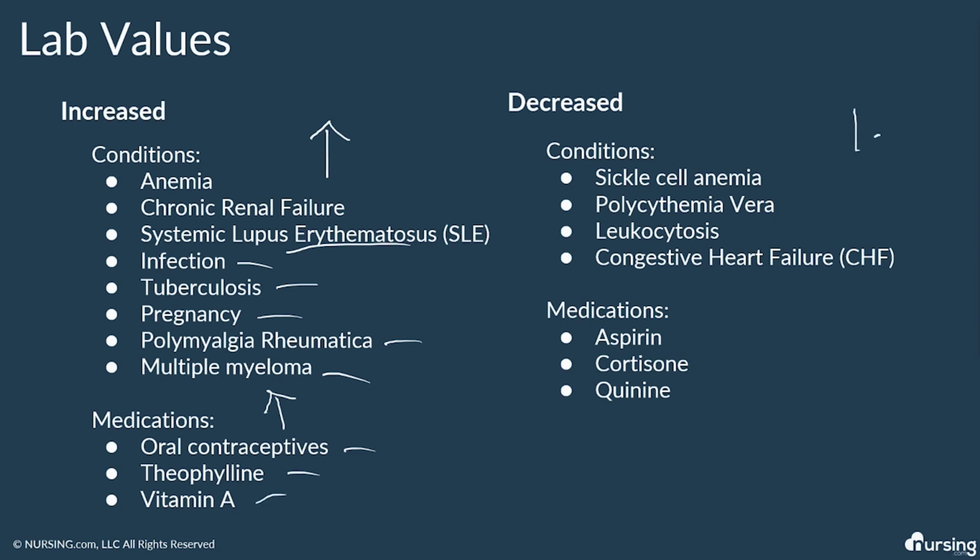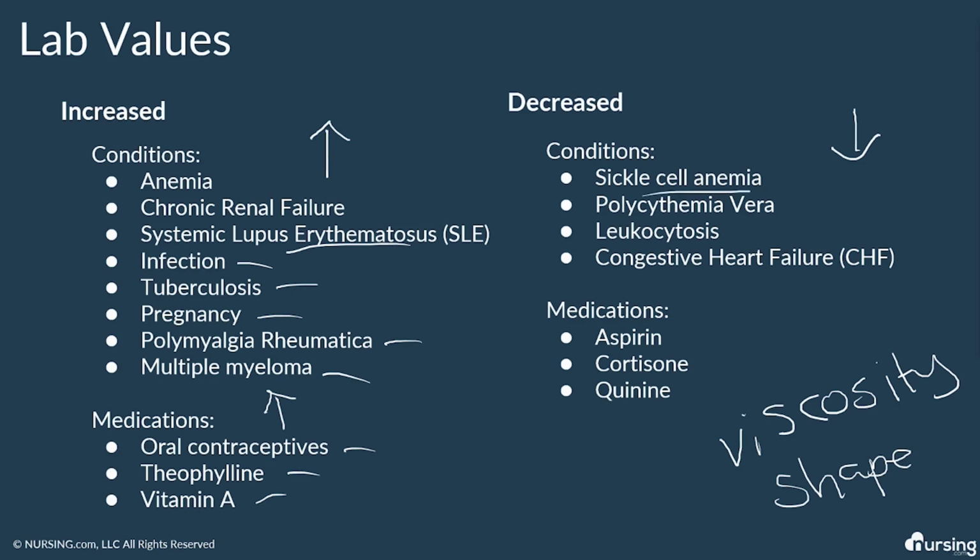The ESR will be decreased in conditions that affect the blood's viscosity and also when we take into account the shape of red blood cells. So things like that would be sickle cell anemia, polycythemia vera, leukocytosis, and even congestive heart failure. Certain medications will cause a decrease as well, like aspirin, cortisone, and quinine.